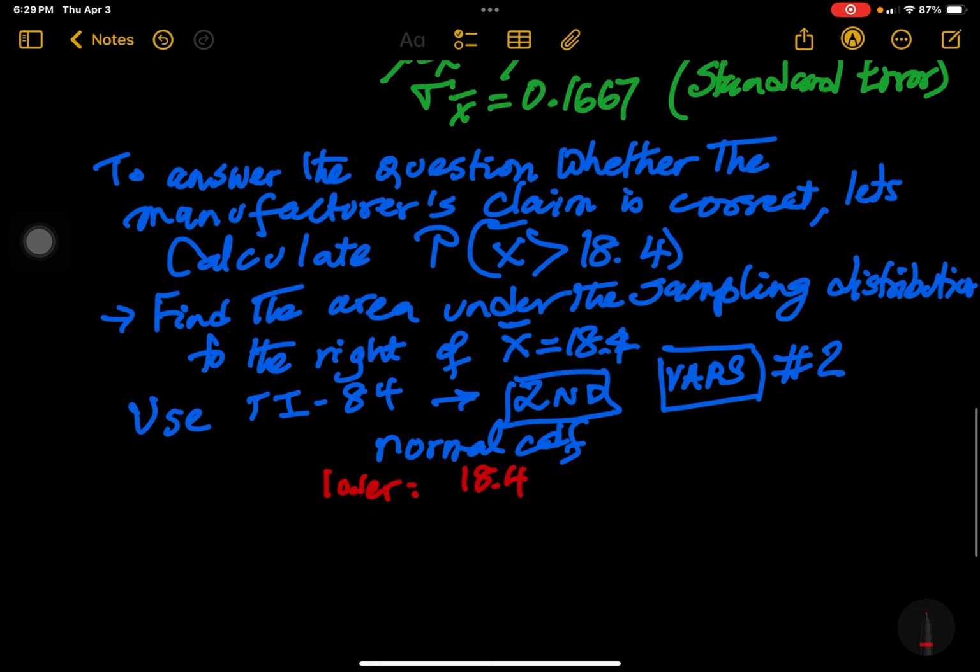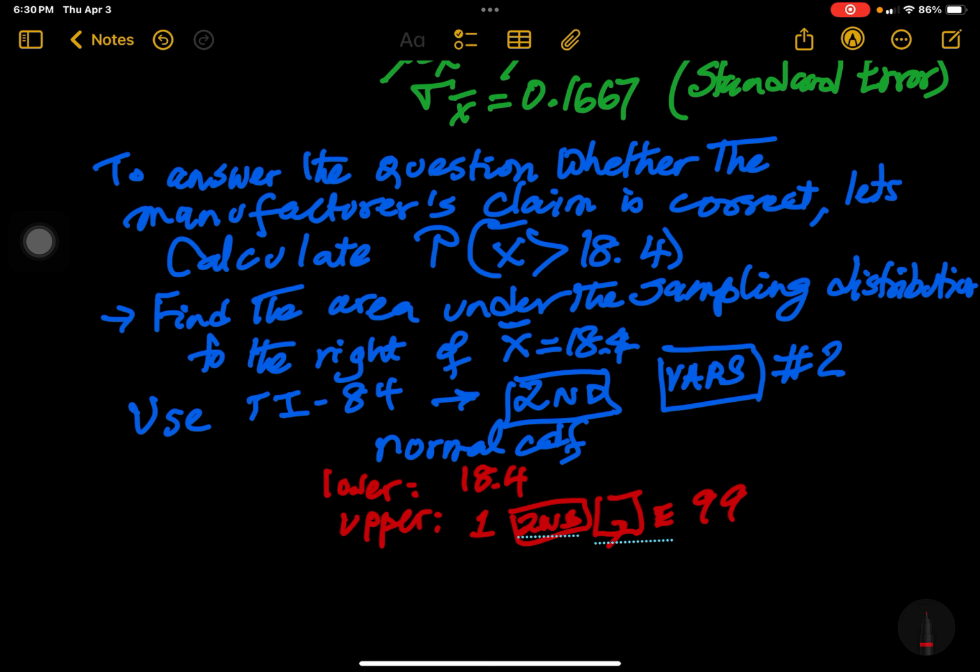And the upper has to be a very large number on the right, which we indicate by 1 exponent 99. E stands for exponent. That is how many zeros are after 1. We are going to put 99 zeros. We cannot type it in the calculator. So instead, we will first type 1. Then we will press the second button, and then the comma button. Where is the comma button? On top of the 7 button. This will give you the capital E 99, 1 followed by 99 zeros.